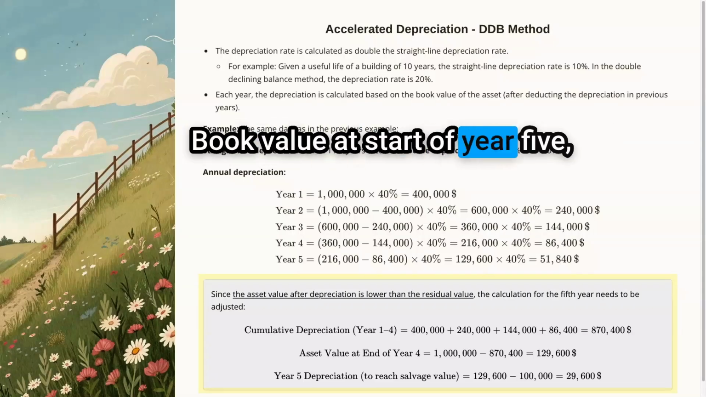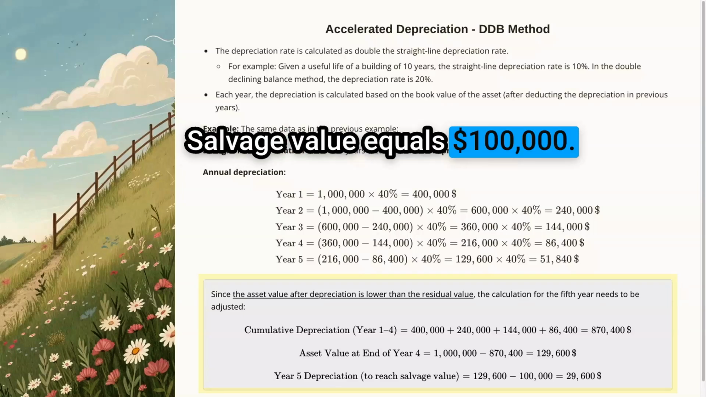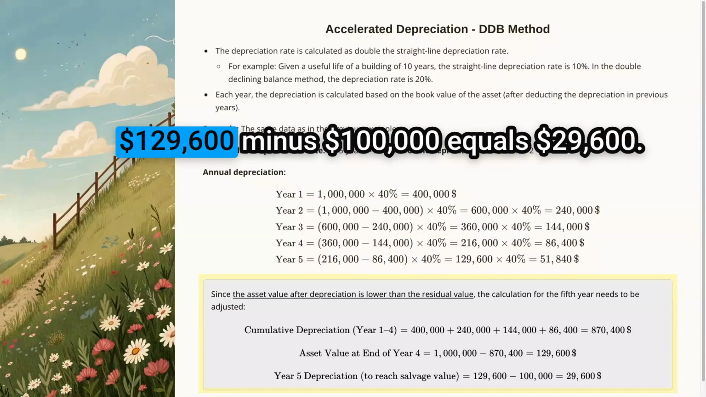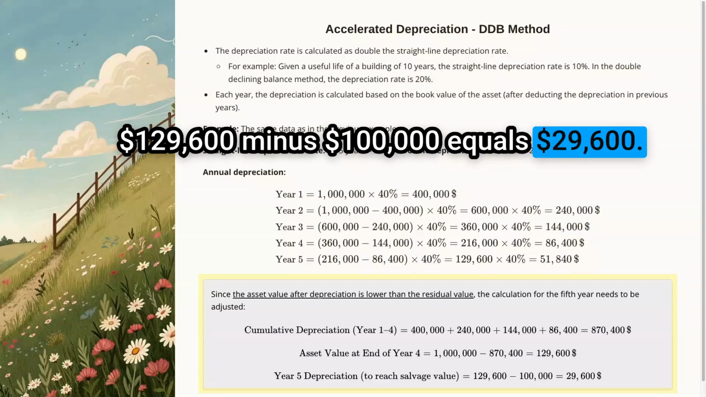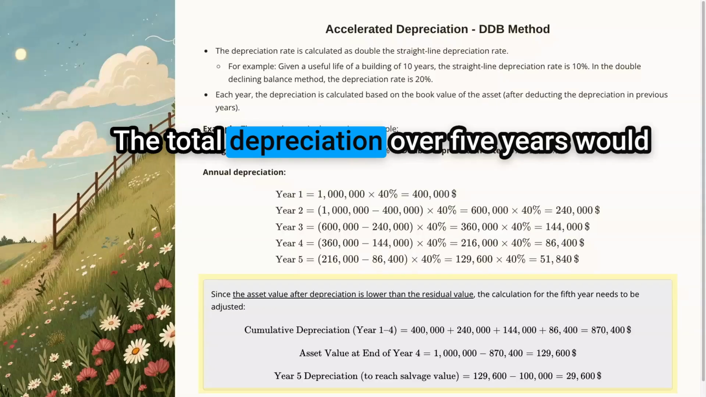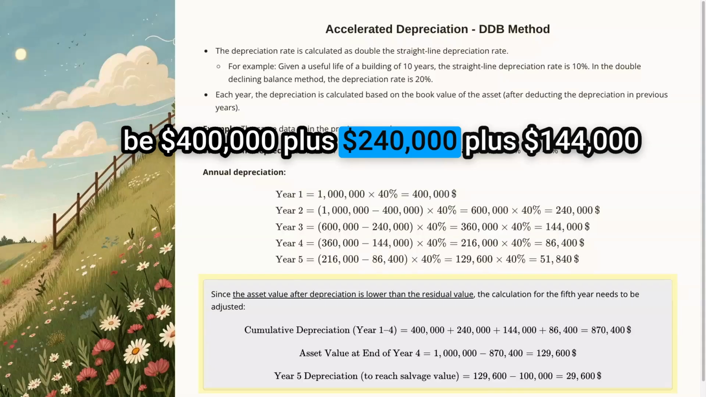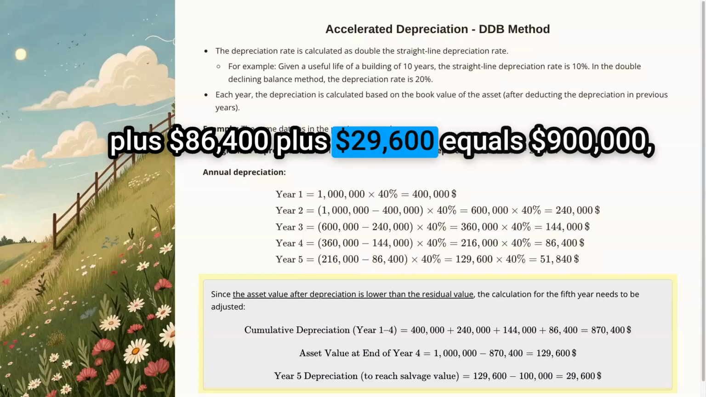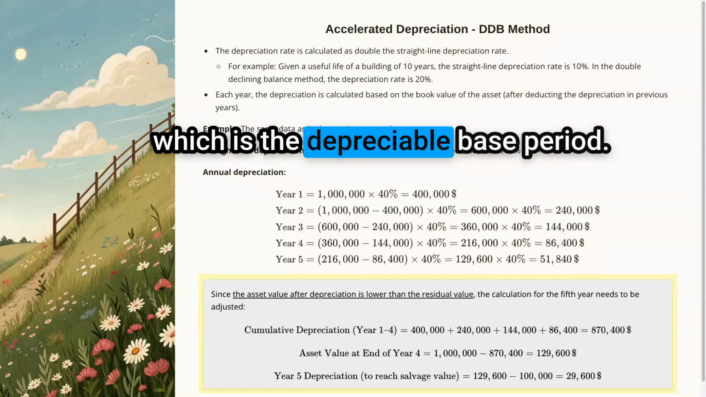Book value at start of year 5, end of year 4, equals $129,600. Salvage value equals $100,000. So depreciation in year 5 equals $129,600 minus $100,000 equals $29,600. The total depreciation over 5 years would be $400,000 plus $240,000 plus $144,000 plus $86,400 plus $29,600 equals $900,000, which is the depreciable base.